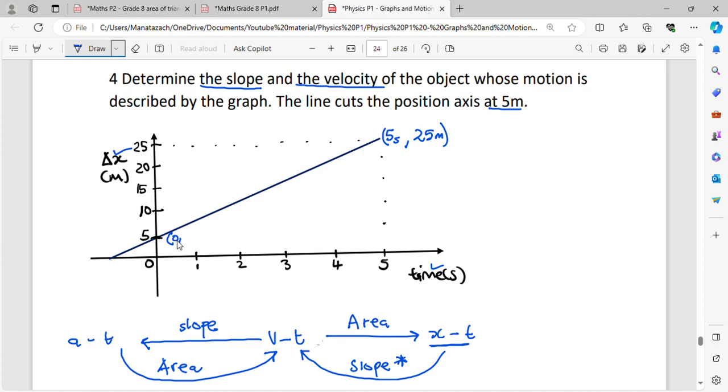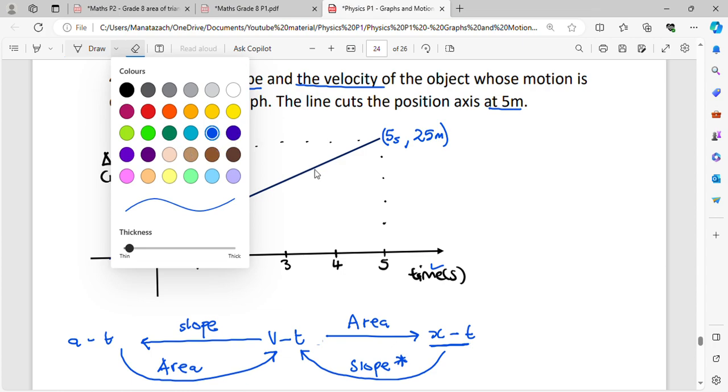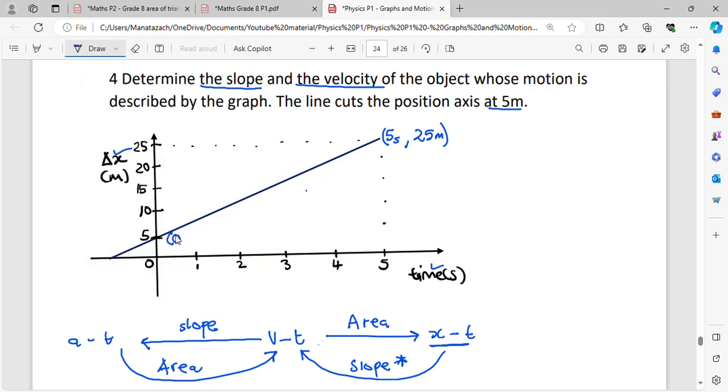and actually this is 0 seconds. I want to write in the unit so that you do not lose track that this is actually 0 seconds. Okay, let's write here 0 seconds, 5 meters. Okay, now let's calculate the slope.